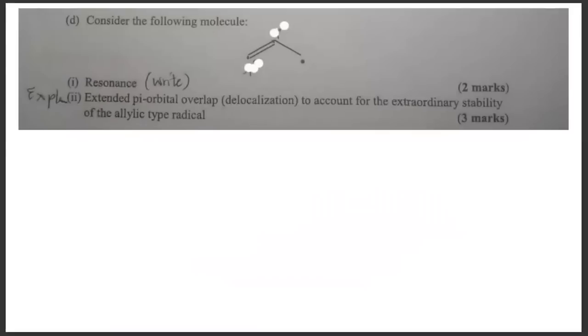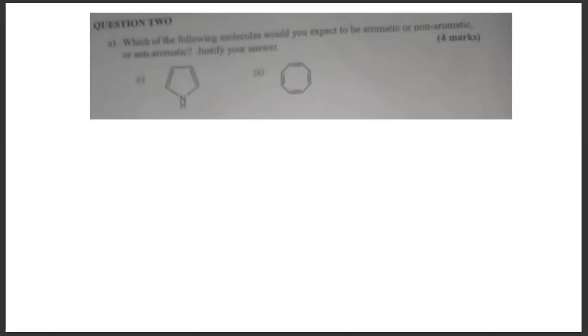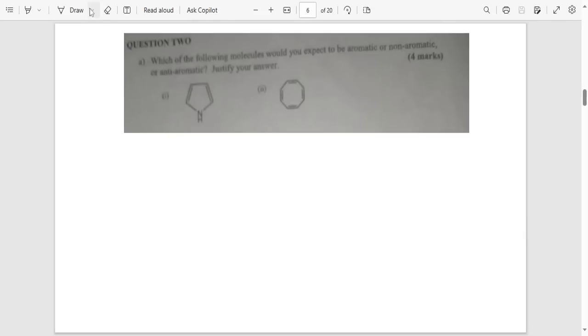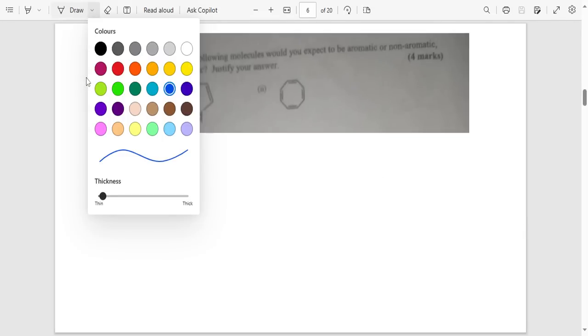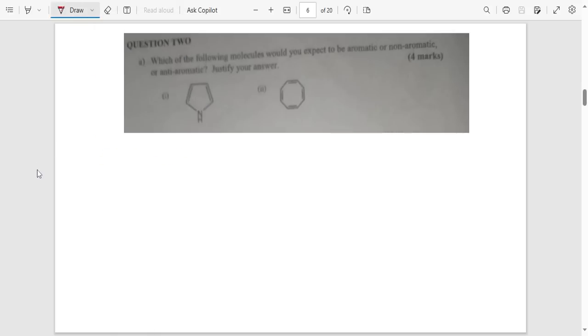So I'd already answered this. I just want us to revisit this question. There are some other concepts that we need to have to be able to answer it accurately. Some things we need to know, let's start with aromatic compounds.